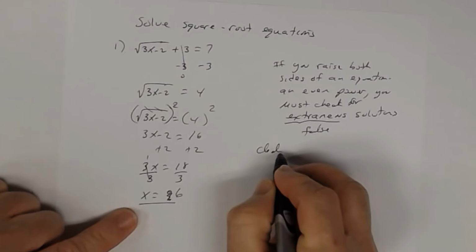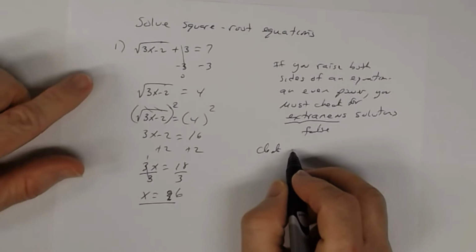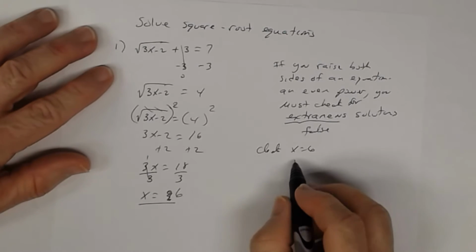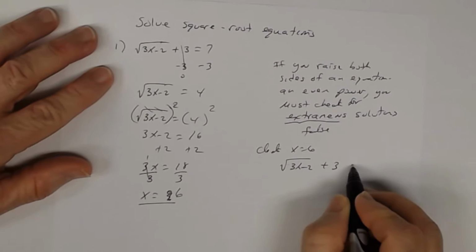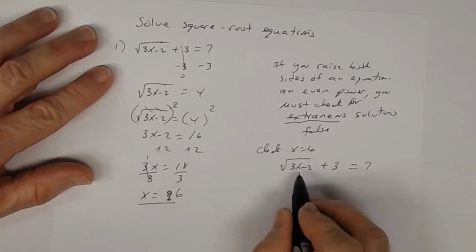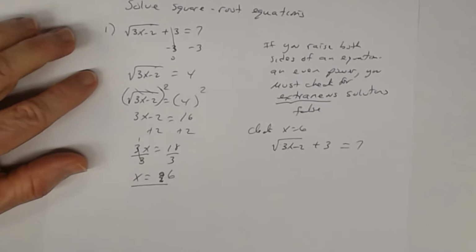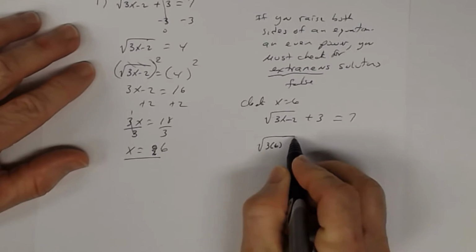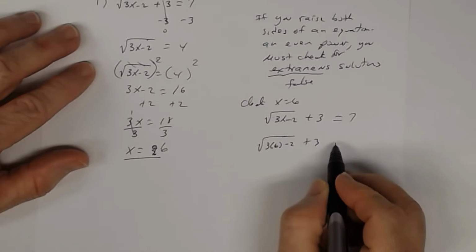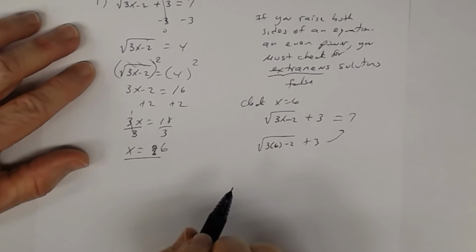All right, so let's check. We go back to the original problem and check x equals 6. So you go back to the original, the square root of 3x minus 2 plus 3, and you want to see if that's going to equal 7. In place of x, I'm going to substitute 6. So I get the square root of 3 times 6 minus 2 plus 3, and you want to see if that equals 7.